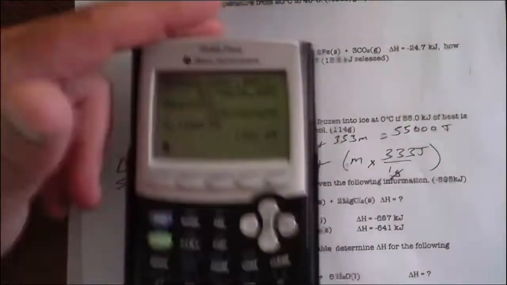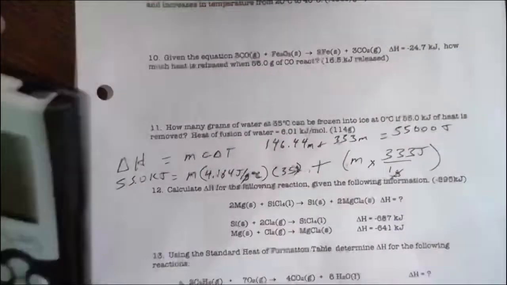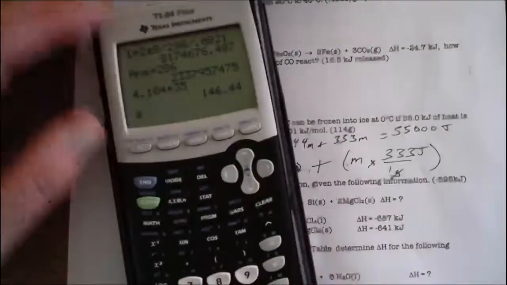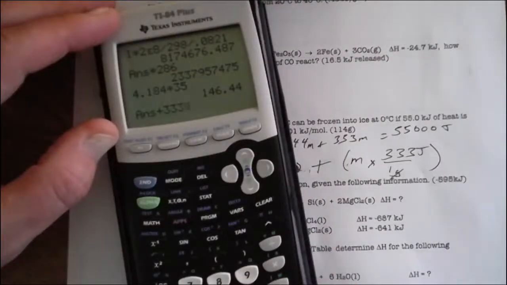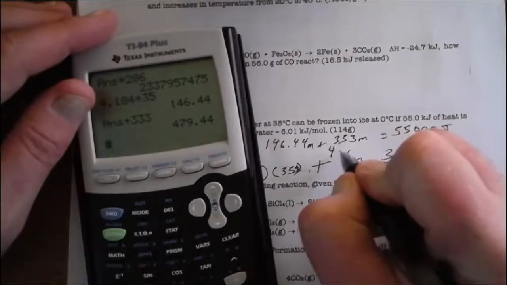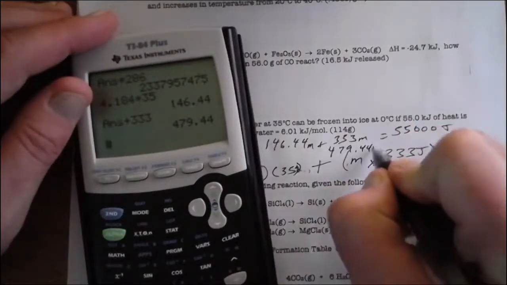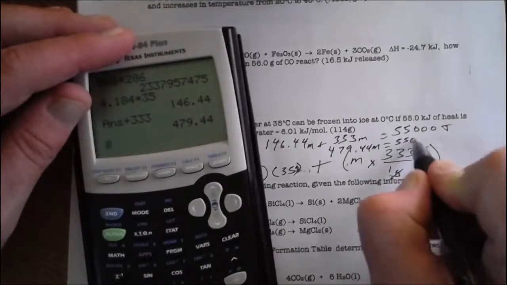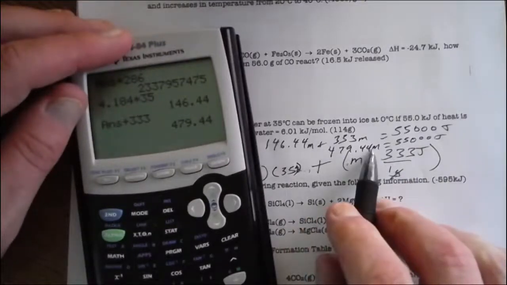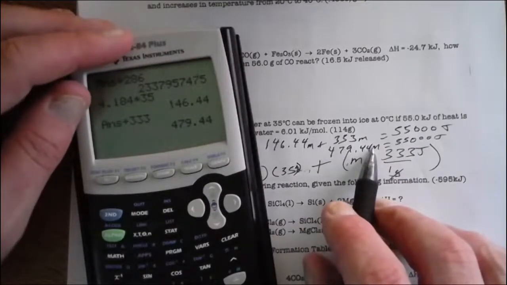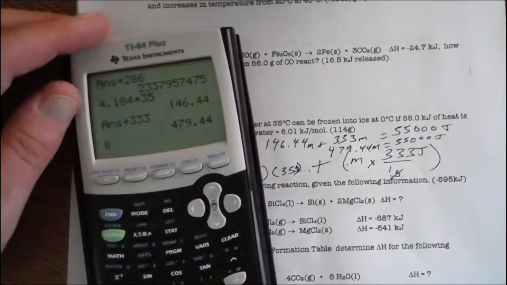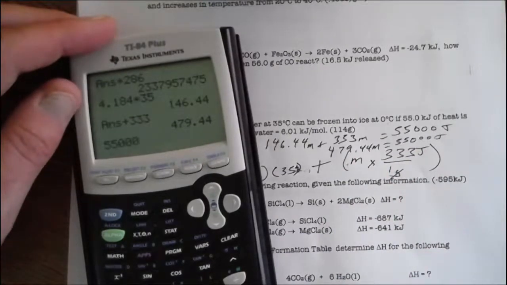So whenever we take this 146.44 plus 333, we get 479.44 M. Remember, we're adding them. So that means that when we add them, the M doesn't get multiplied or anything. It's just M. It's just like saying 5 apples plus 10 apples is 15 apples. So what we need to do now to solve for M is take 55,000 and do what to it? Divide it.